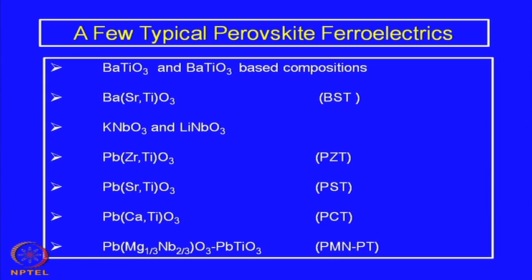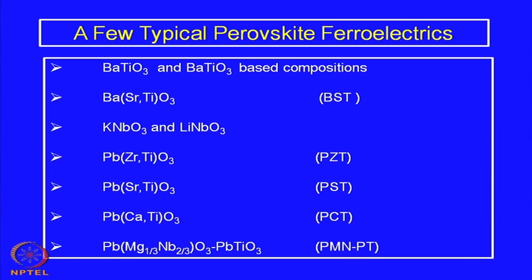Next we have lead strontium titanate, also known as PST. It is again a solid solution of lead titanate and strontium titanate, and that also is a useful material for some of the applications, more or less for the same purpose, but the properties are slightly different. The specifications of the devices will have to be different. Then you have lead calcium titanate, in short PCT, that is also used as a dielectric material, and again in specific devices this can also be used.